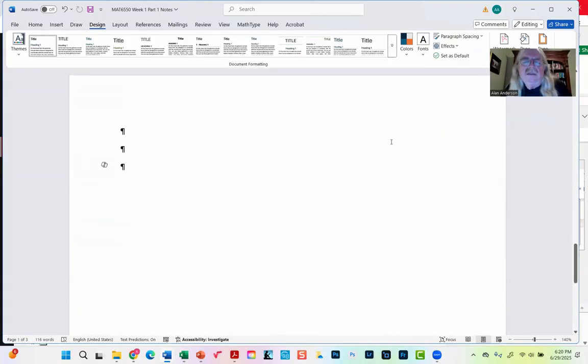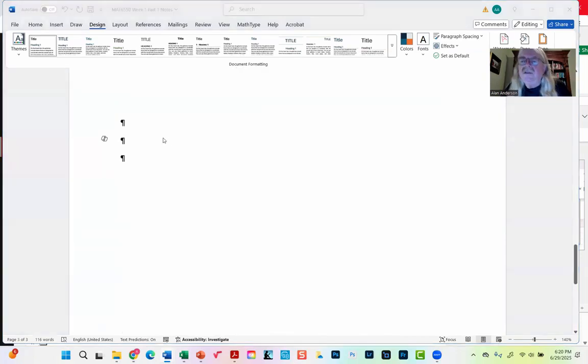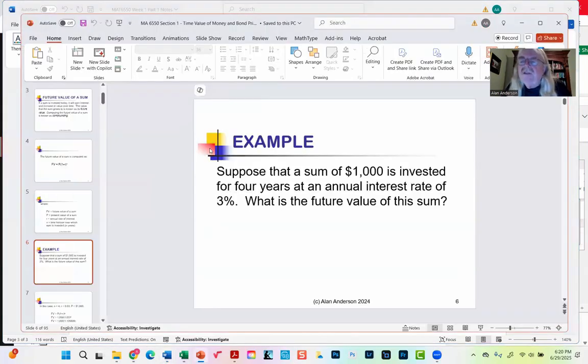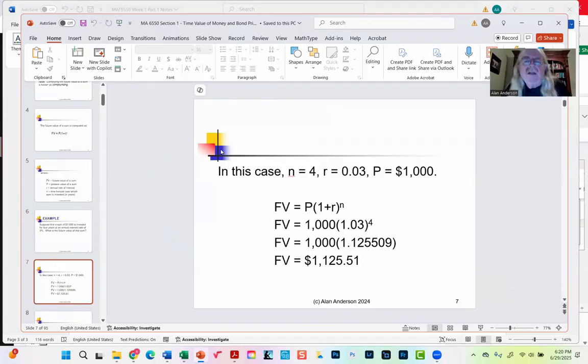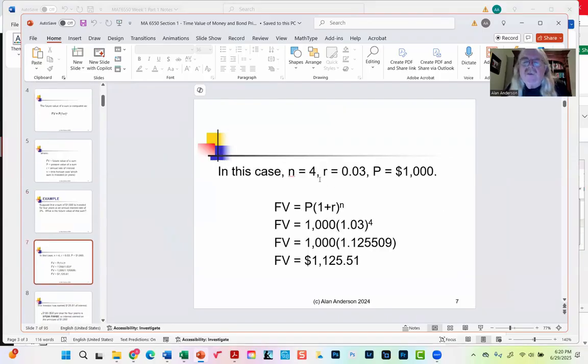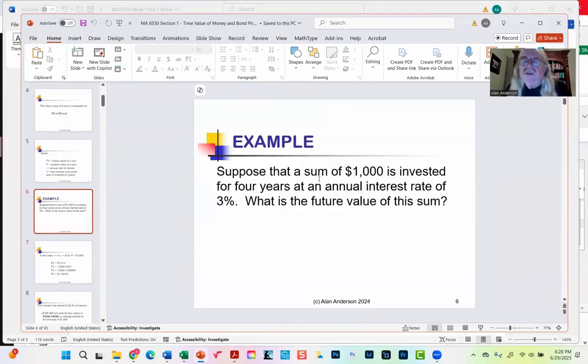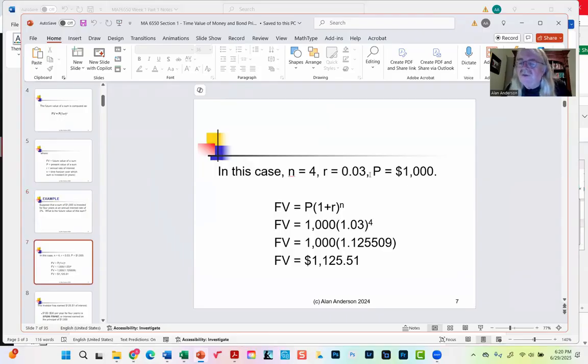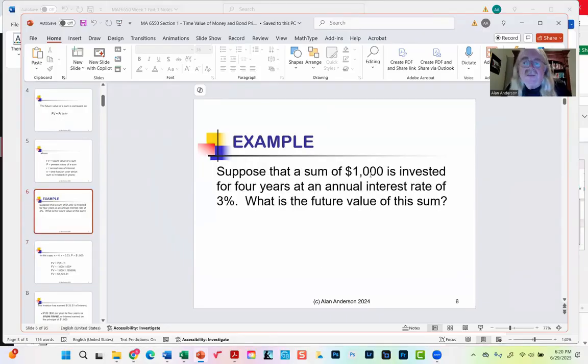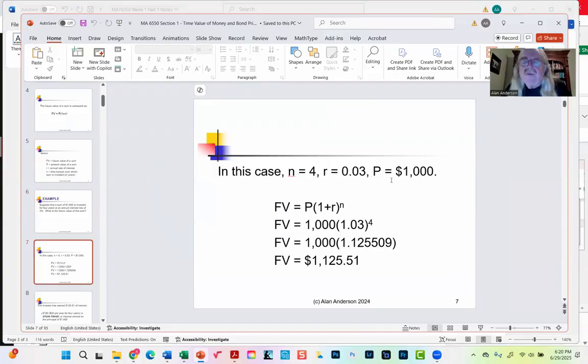All right. So this is a good start. Here's the example I had in the slides. We have the sum of $1,000 invested for 4 years at an annual rate of interest of 3%. What is the future value of the sum? All right, so we'll do the same thing. We have N is 4 years. 3 is the rate of interest, which you notice I've converted to a decimal. And then the principal or present value is $1,000. Multiply those out on your calculator, and you'll see that it's always rounded to dollars and cents. We end up with 1125.51.